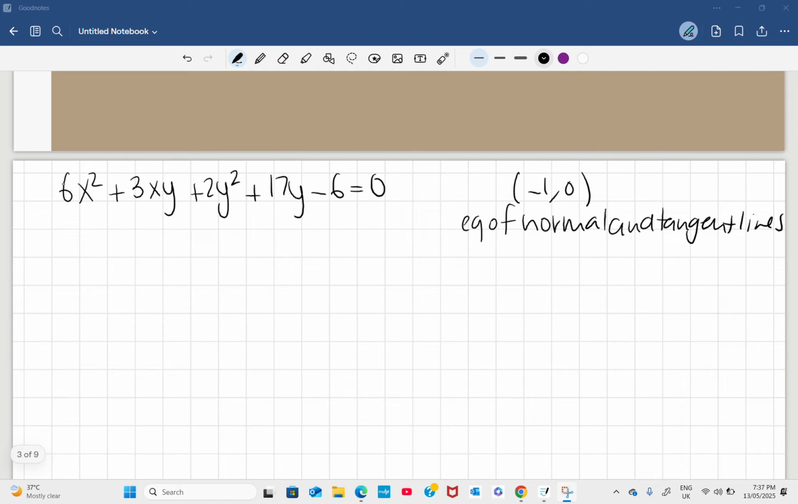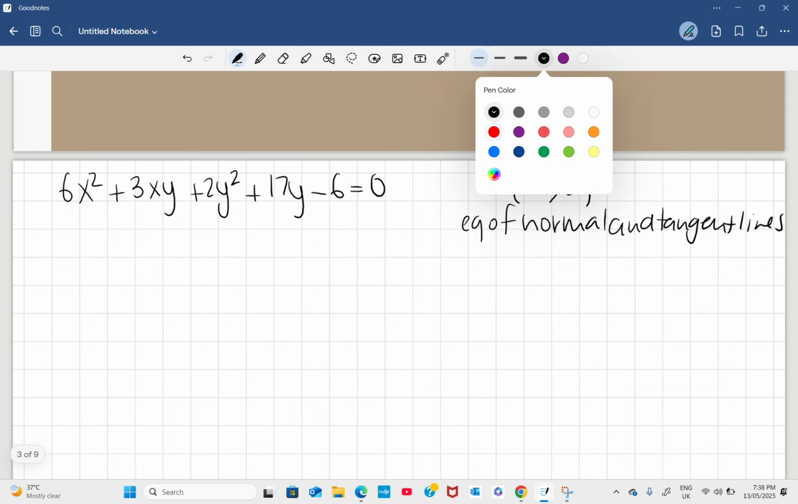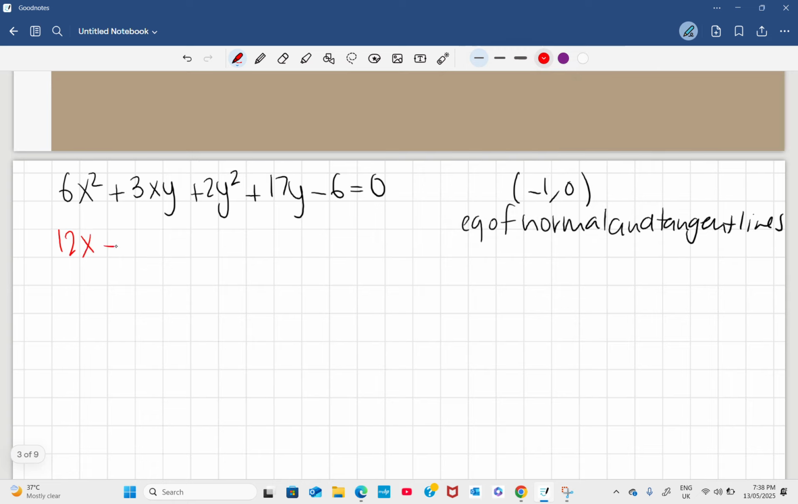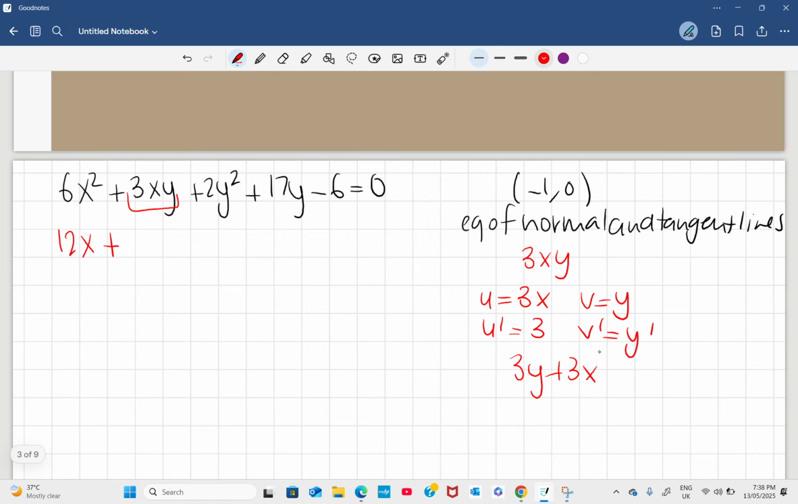Okay, so in this question I'm given 6x squared plus 3xy plus 2y squared plus 17y minus 6 equals 0, and they're asking me to find the equation of the normal and the tangent line. So first I need to find my slope, so I'm gonna have to differentiate. So 6x squared is gonna be 12x plus, now this is product rule, let's write it here. I have u equals 3x, u prime equals 3, v is y, v prime equals y prime. So 3y plus 3x y prime.